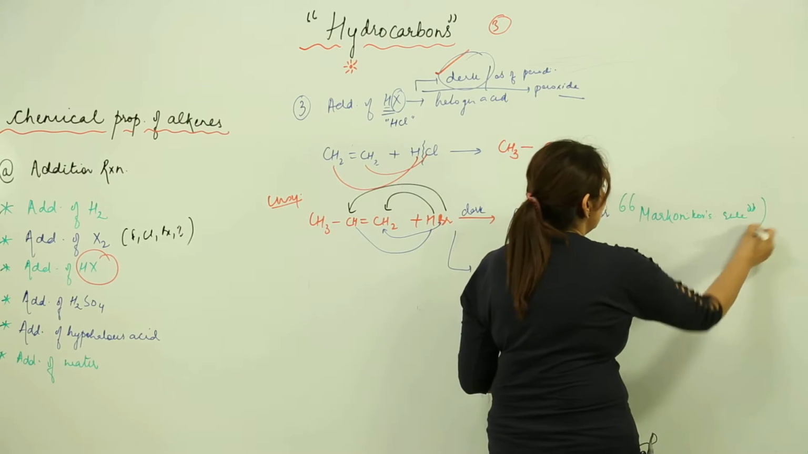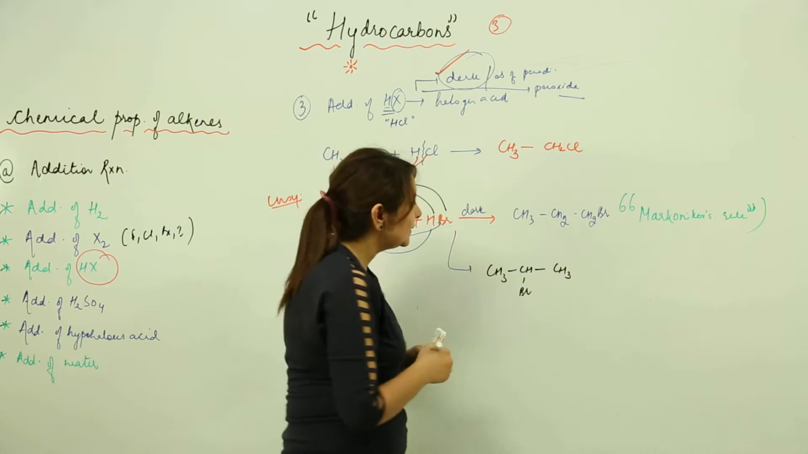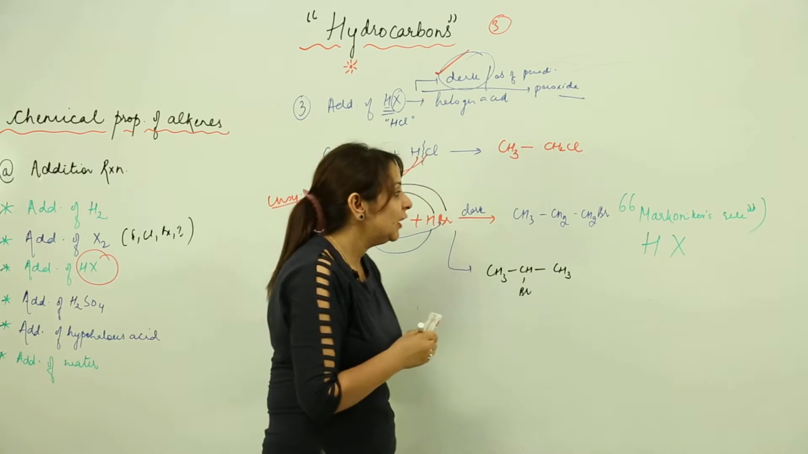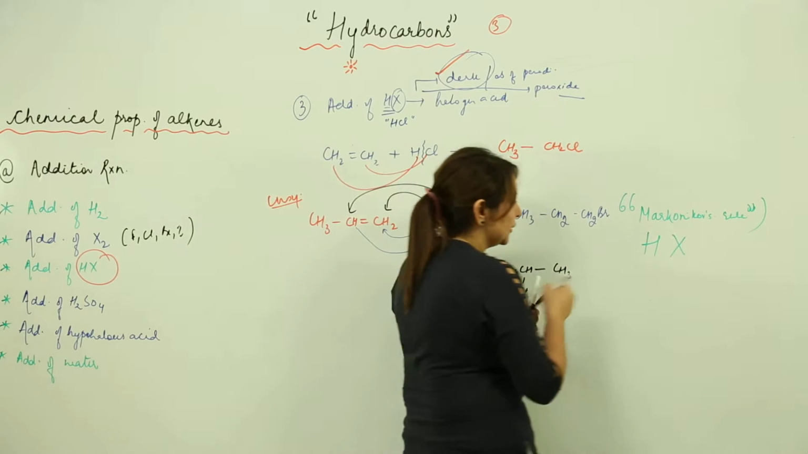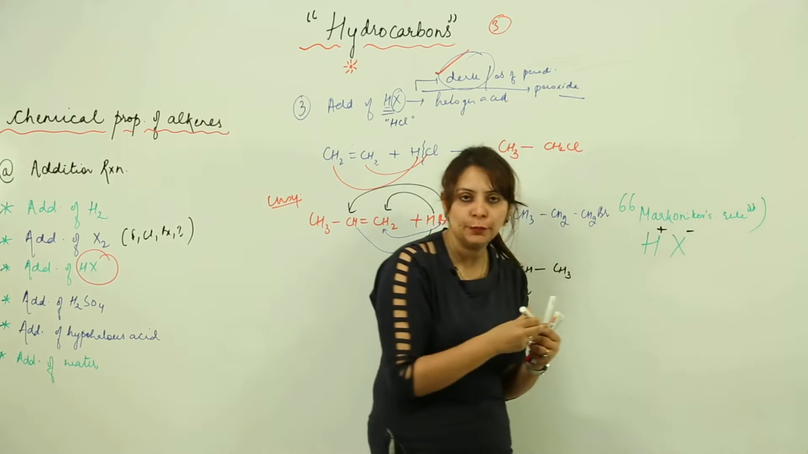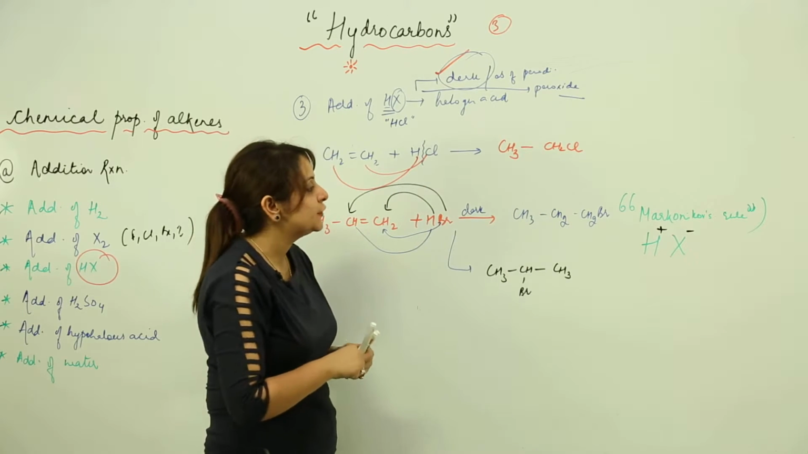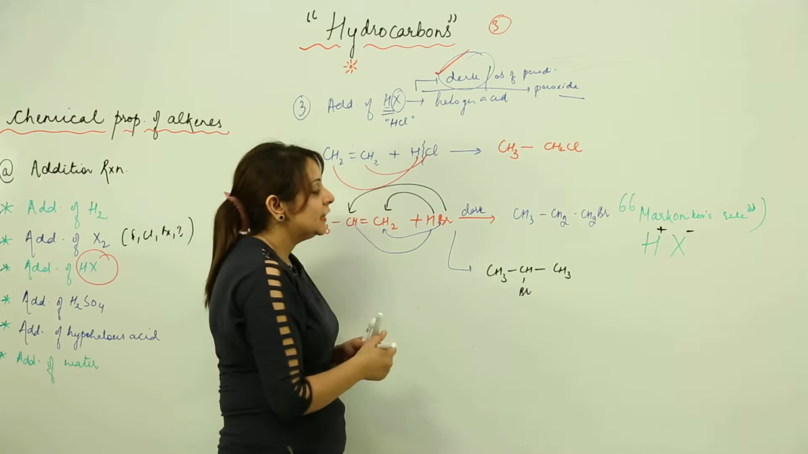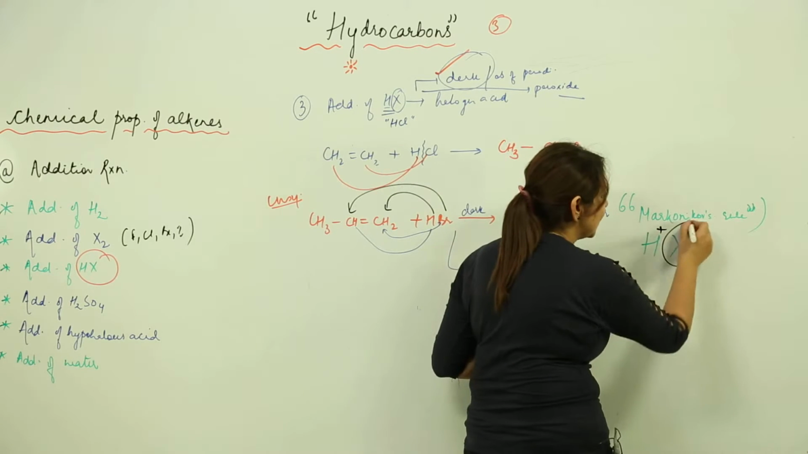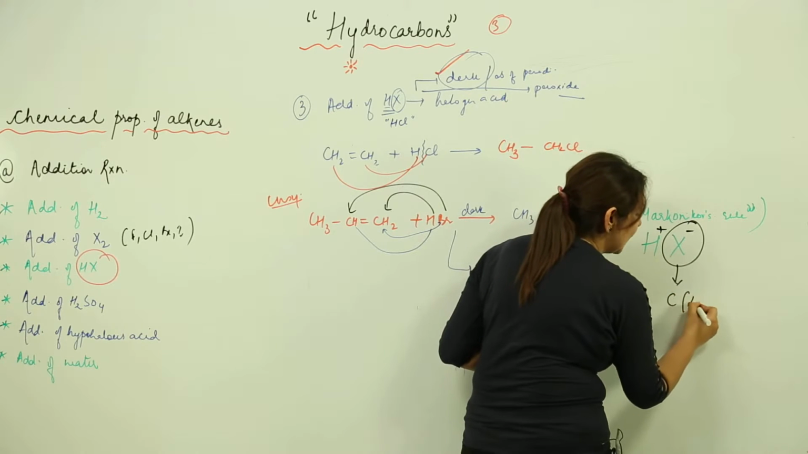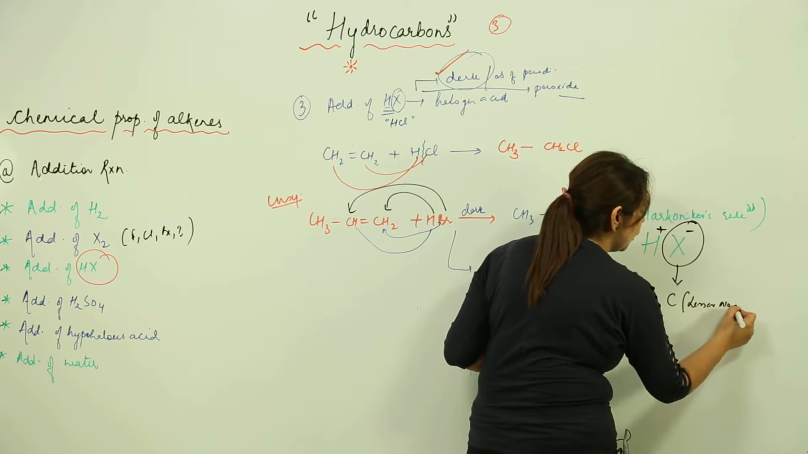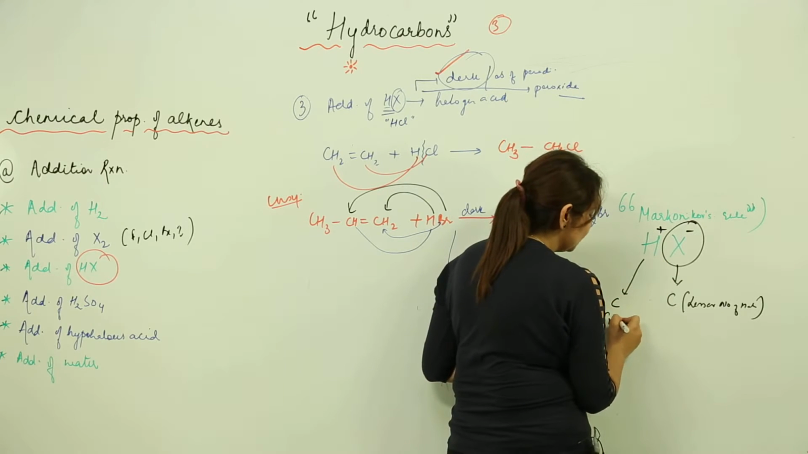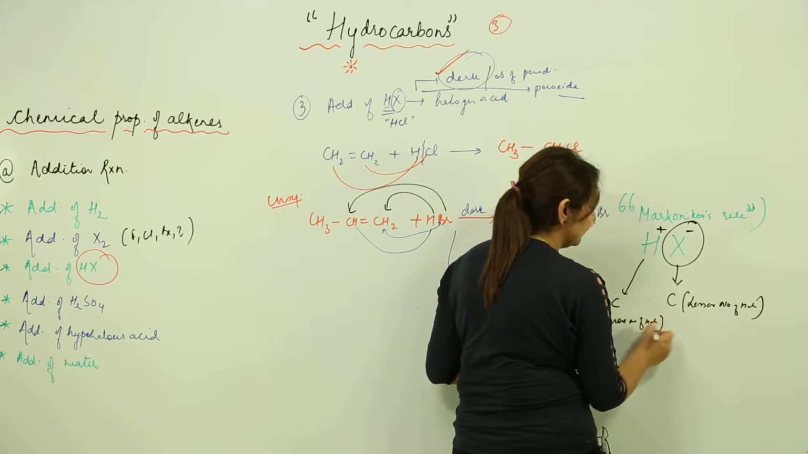Markovnikov's rule. What does this rule actually state? It states that whenever you are adding a substance, suppose we are adding HX, right? So in this HX, one is a positive part and the other is a negative part. So according to Markovnikov's rule, when you are adding HX to an unsymmetrical alkene, the negative part attaches to the carbon atom which carries a lesser number of hydrogen atoms, and the hydrogen attaches to the carbon which carries more hydrogen atoms.